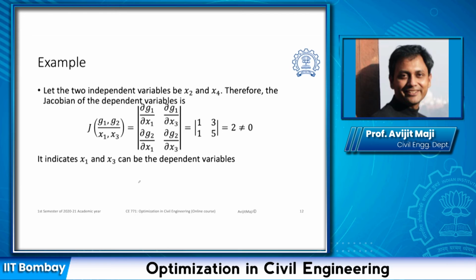So in the next step, we are choosing x2 and x4 as the new independent variables. And now my Jacobian of the dependent variables is going to be this, which is going to yield a determinant of 2, which is actually not 0. So we can definitely consider x1 and x3 as the dependent variables and x2 and x4 as the independent variables.